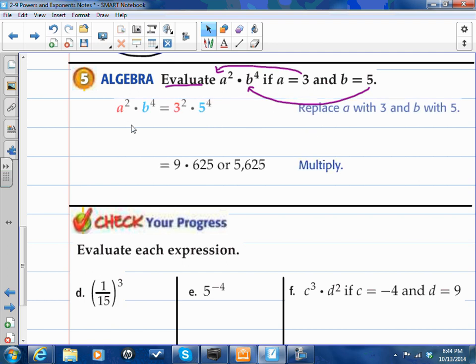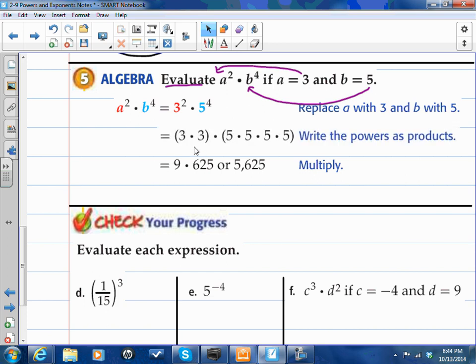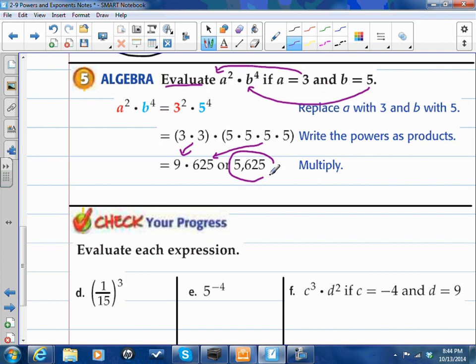So a squared times b to the 4th, we really plug in 3 for a, so that's 3 squared, or 3 times 3, times 5 to the 4th, which is 5 times 5 times 5 times 5. So that really looks like this. If we write it out as multiplication, which is a lot longer than if we use exponents, we can solve those separately. 3 times 3 is 9. 5 times itself 4 times is 625. And altogether, that's going to be 5,625. So what this means is this number is the same as this written as exponents.